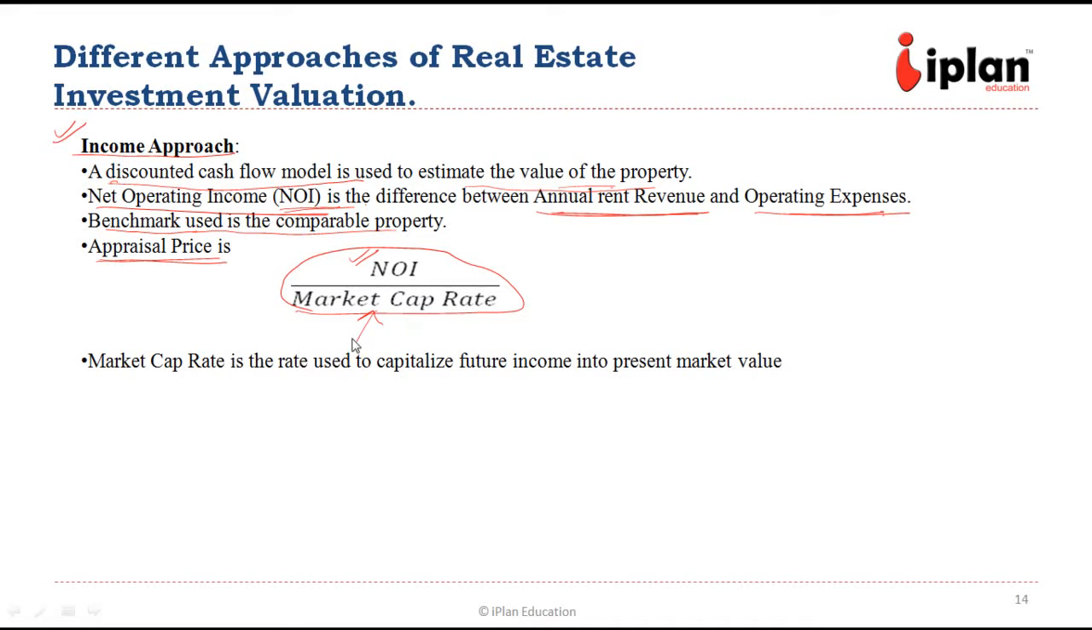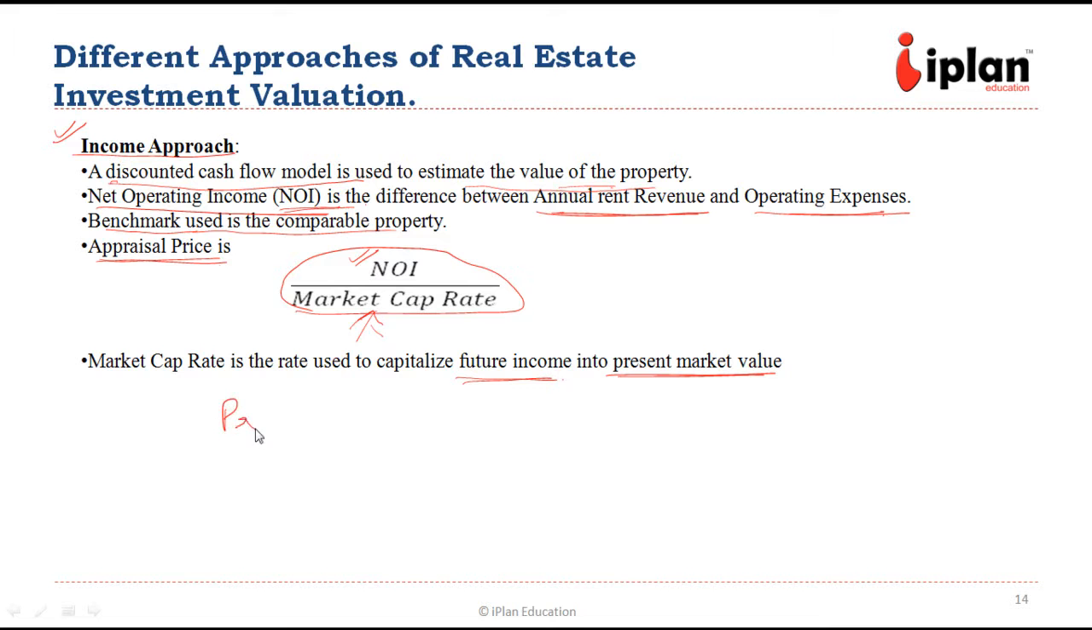This is one rate which will take care of conversion into present market value. So we have one simple ratio, market cap rate, which will give us the idea how to convert the annual net operating income into present value. For example, we are not calculating the exact present value. Let us take one example.